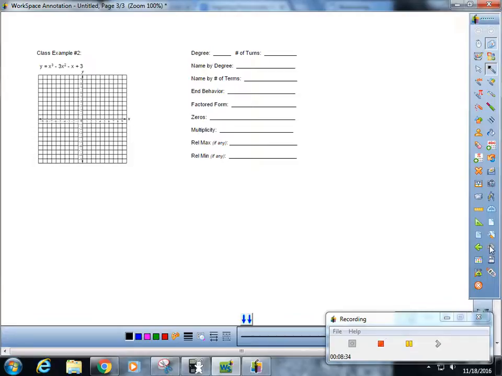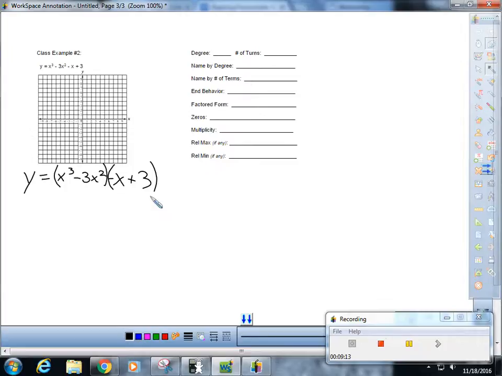Okay? All right. This is a factor by grouping one because there are 4 terms. So it says y equals x cubed minus 3x squared minus x plus 3. Since there are 4 terms, I think that's how we're going to do this. What goes into both the first 2 terms? X squared. X does go into it, it's just not the biggest thing. And you get x minus 3.